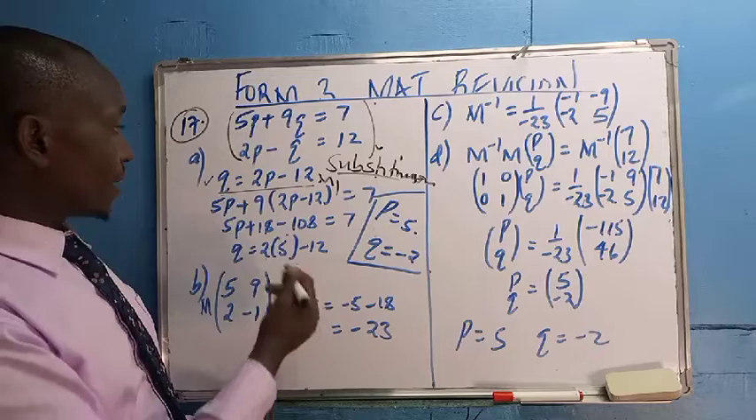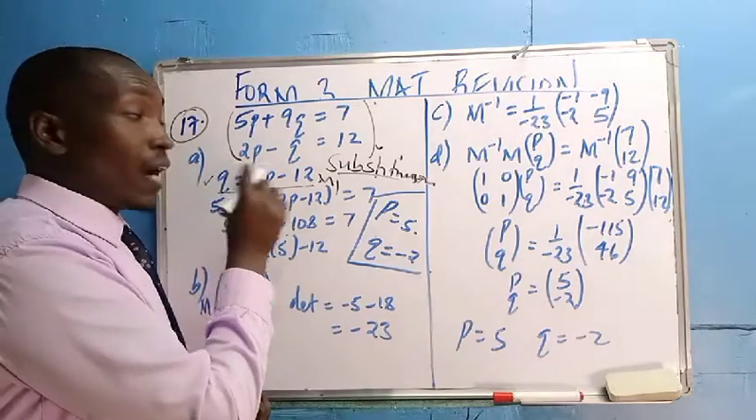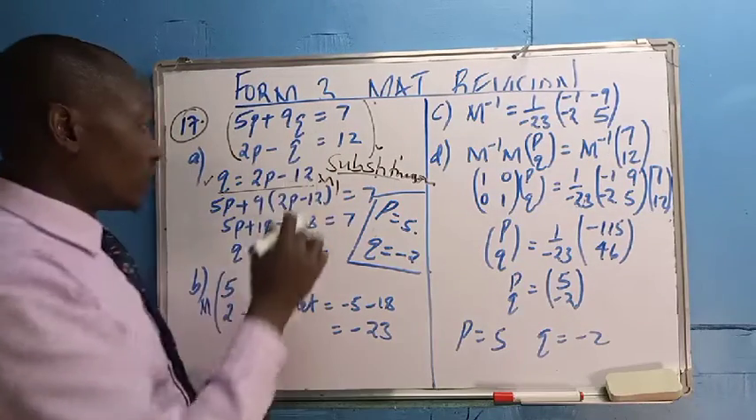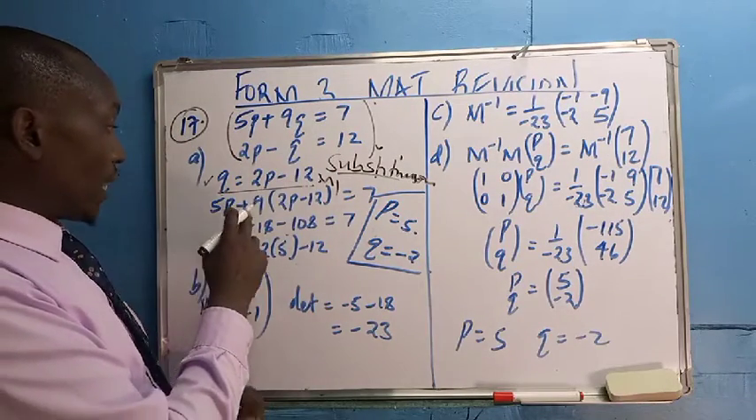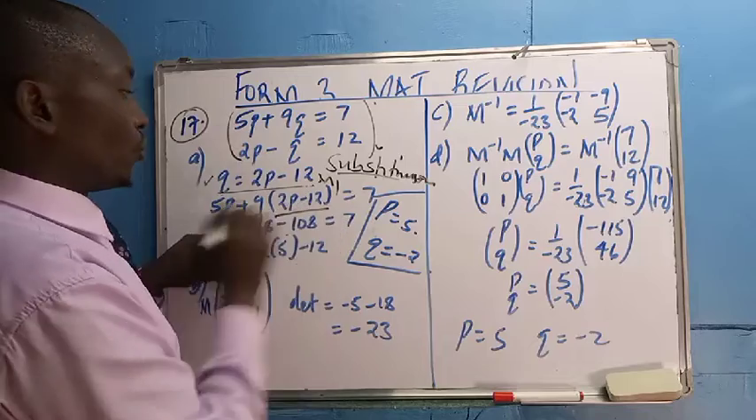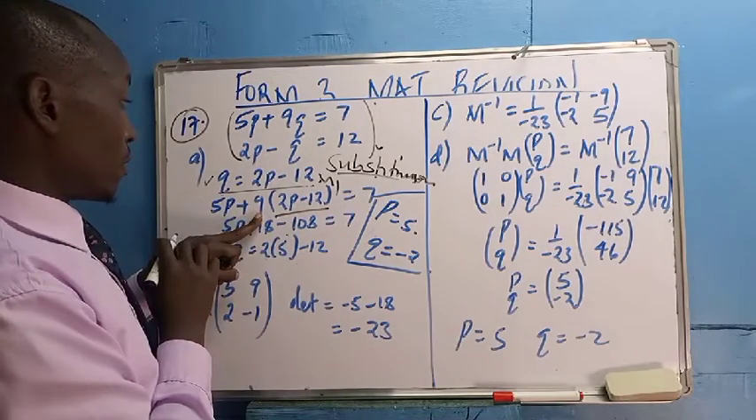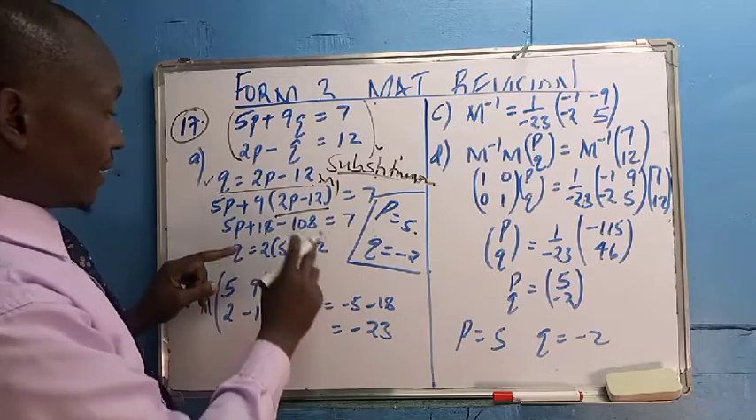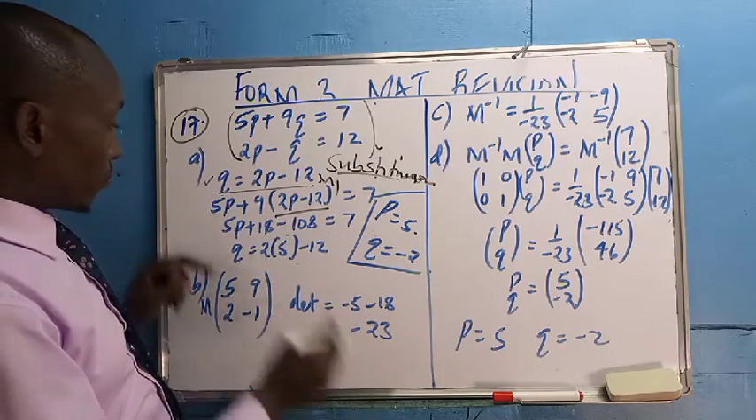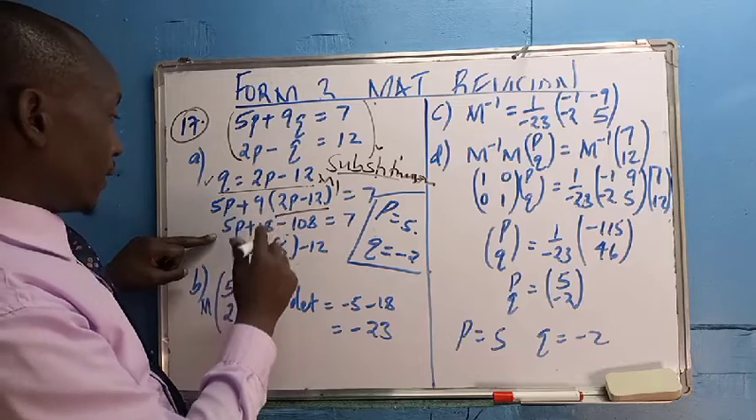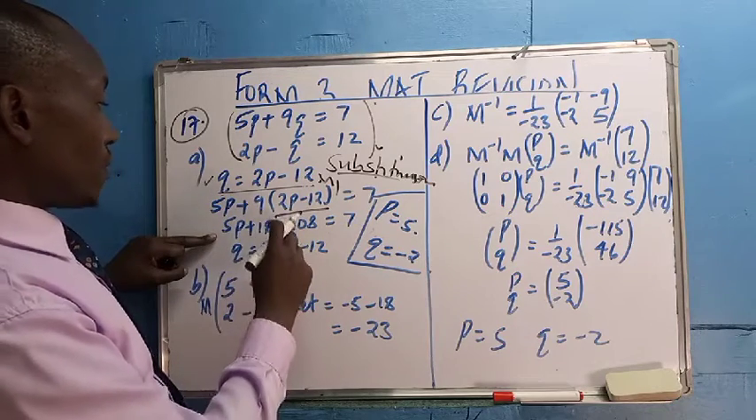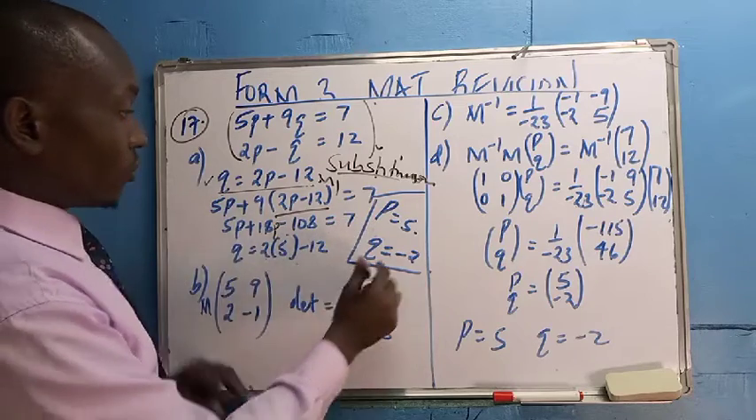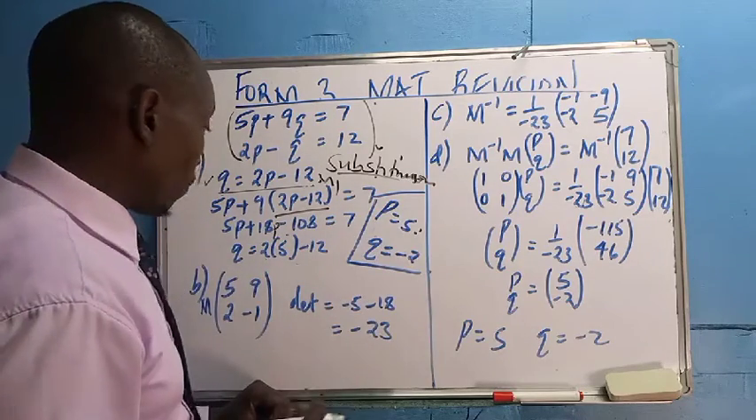So by doing that, we use q that we have already expressed in terms of p in the first equation. So 5p plus 9 into q. My q now is 2p minus 12, equals 7. And by doing that, I just need to solve for p. That is 5p plus 18p, minus 108 equals 7. By working out, finally p will be equal to 5.